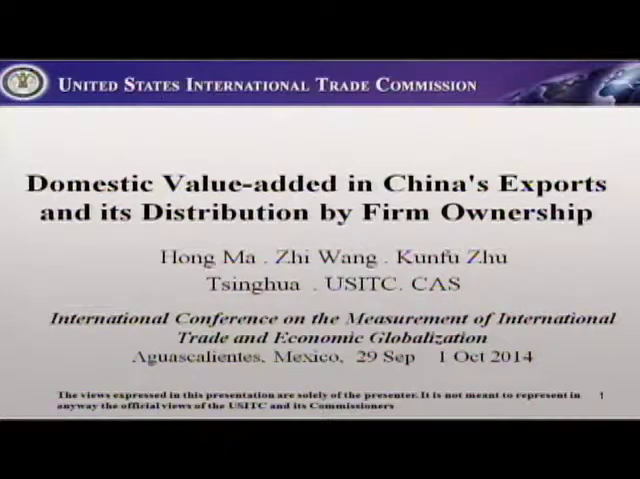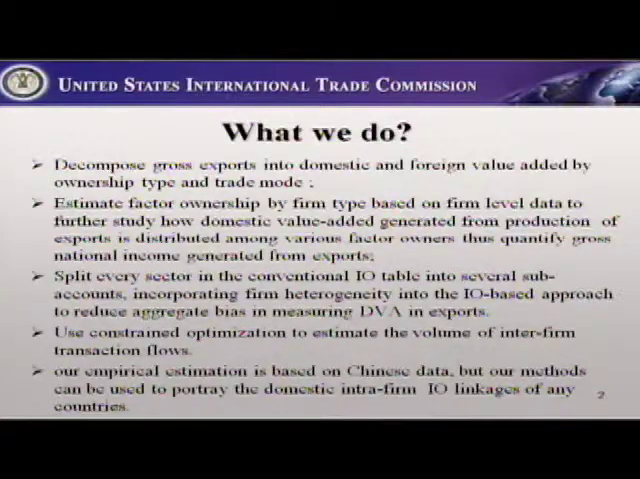So let's start. I first want to outline what we did in this study. Basically, we first decompose the gross exports of a country into domestic and foreign value added by ownership type and trade region. Then we estimate the factor ownership by firm type based on firm-level data to further study how domestic value added generated from the production of exports is distributed among various factor owners, thus we can quantify the gross national income generated from the exports.